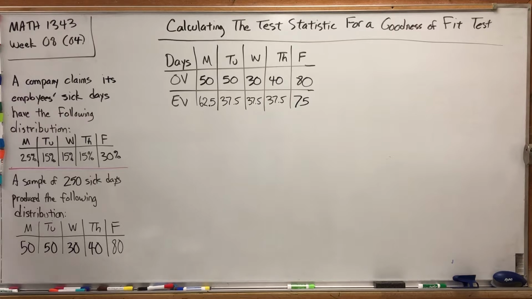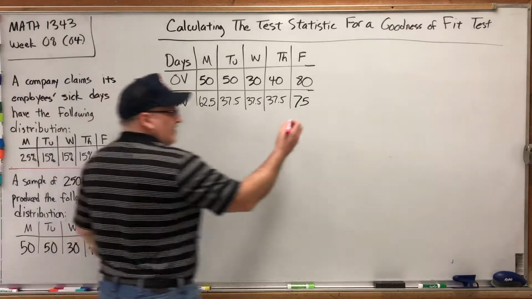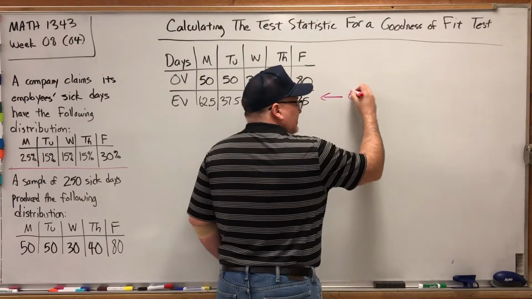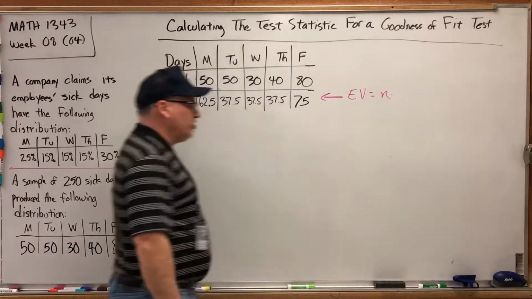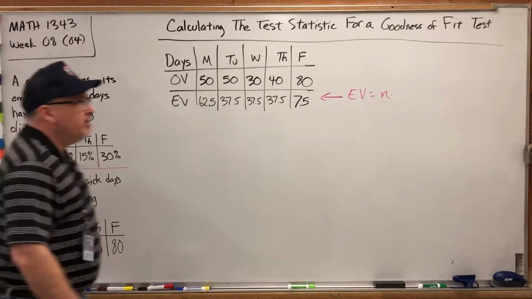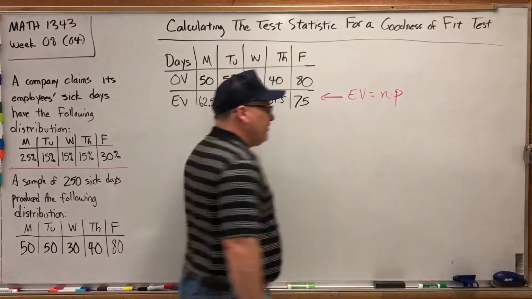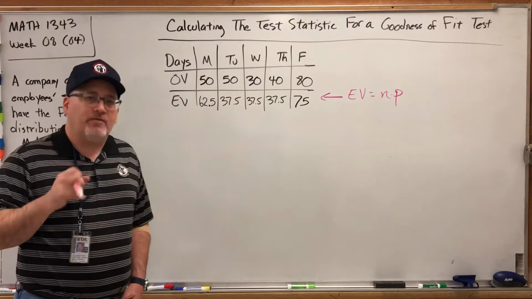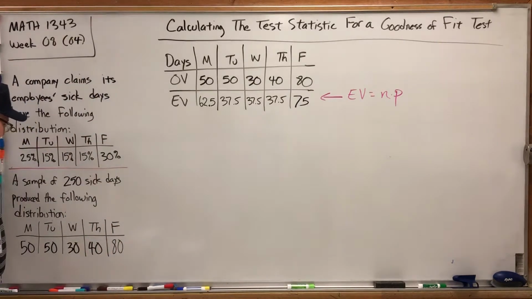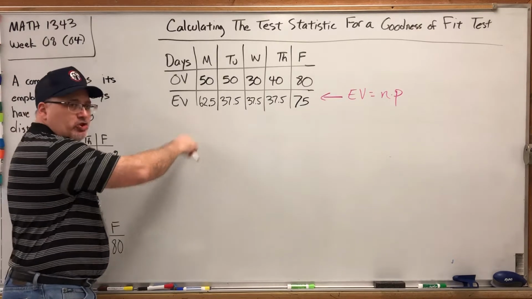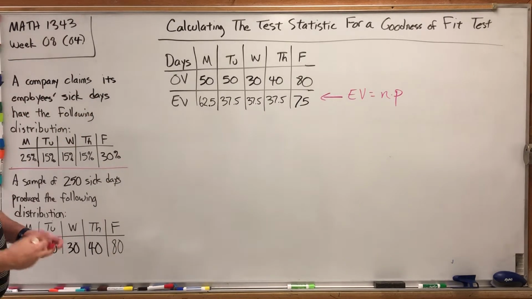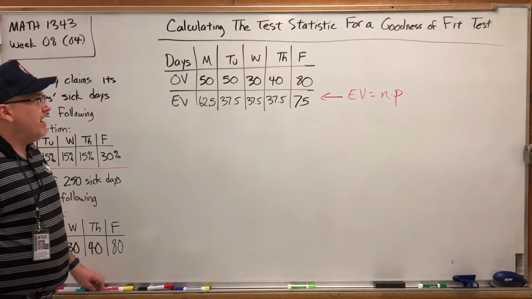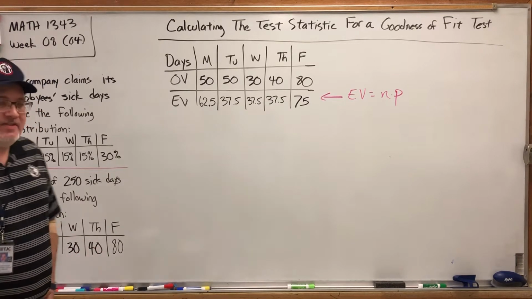Also, I still have the observed values and expected values from the previous video. Just a reminder that in the expected value row, each expected value is just the sample size, which in this case was 250, times each individual proportion from the null hypothesis. It's hypothesized that 25% of sick days were used on Monday, and so 25% times 250 gave us 62.5.